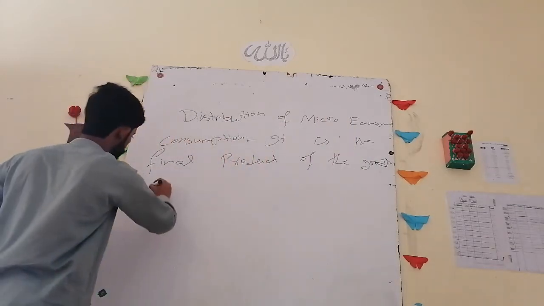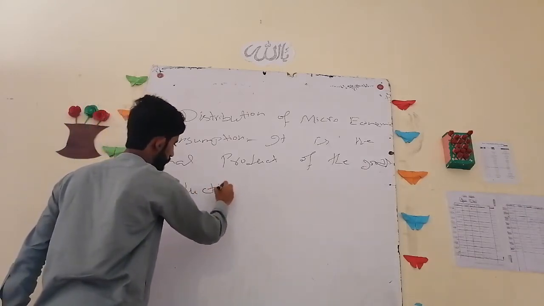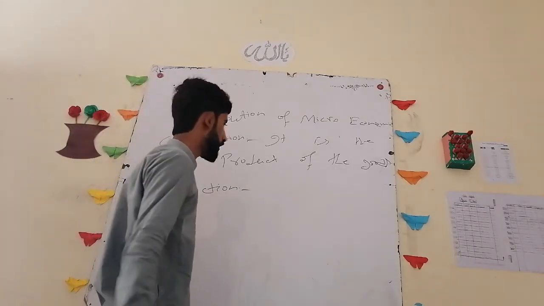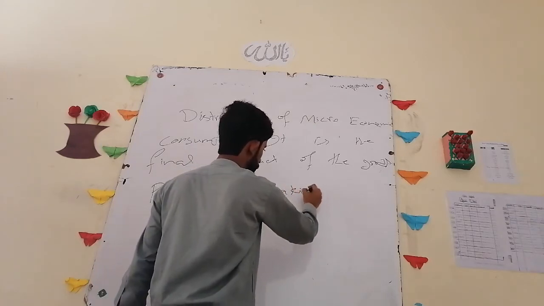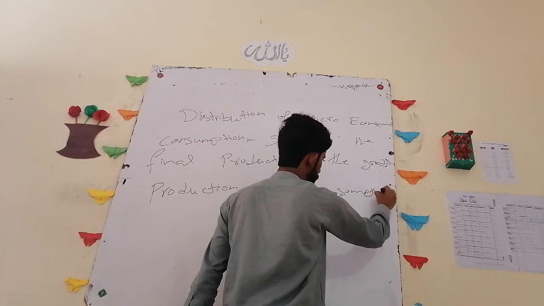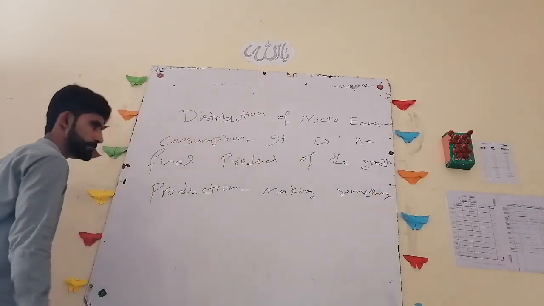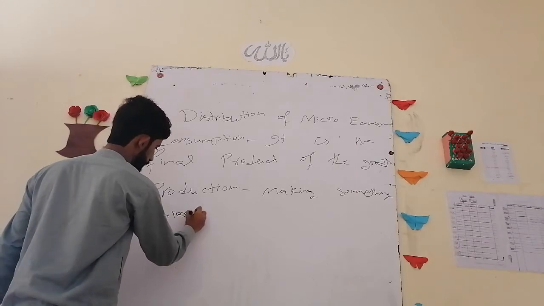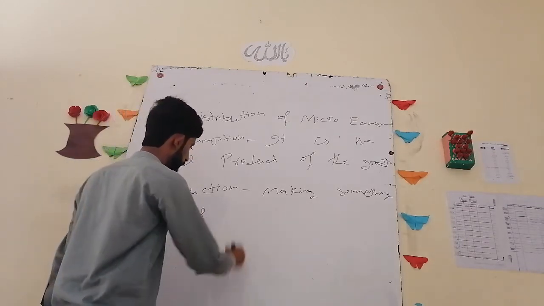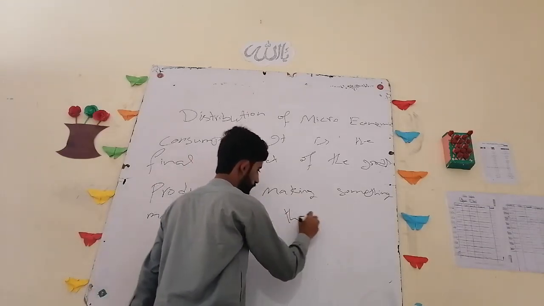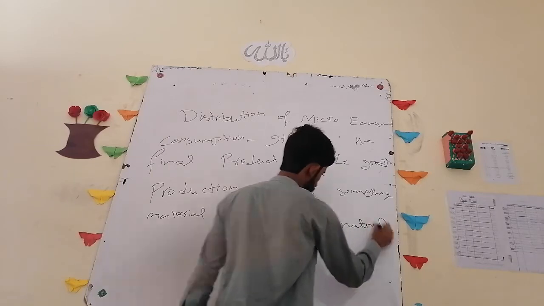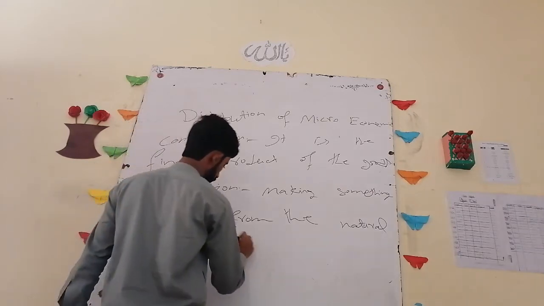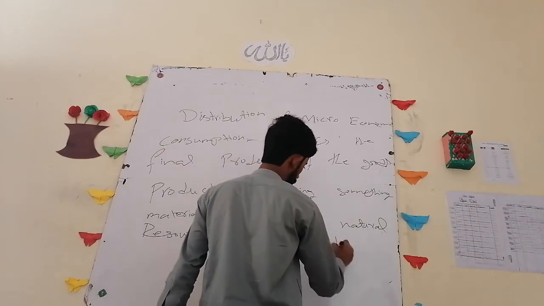Now, what is production? Making something material or content from the natural resources is called production.